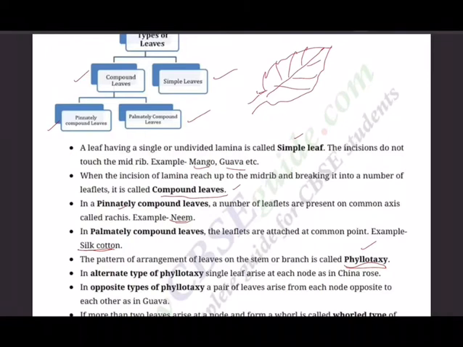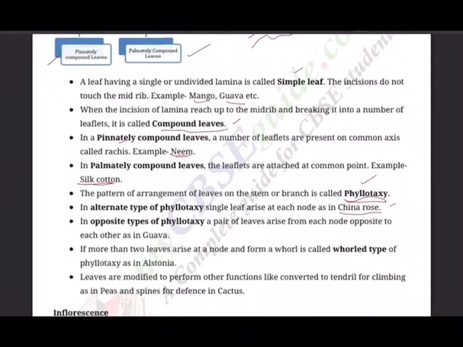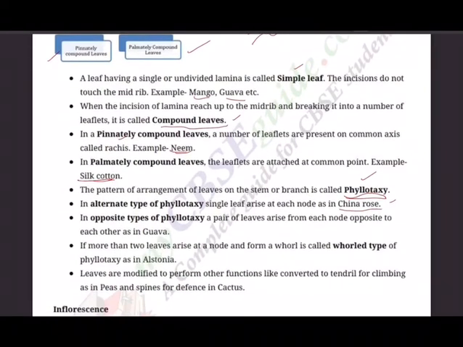In alternate type of phyllotaxy, a single leaf arises at each node, as in China rose, one left side, one right side. In opposite type of phyllotaxy, a pair of leaves arise from each node opposite to each other, like in guava. If more than two leaves arise at a node and form a ring, whorl means ring, circular one, it is called whorled type of phyllotaxy, as in Alstonia.